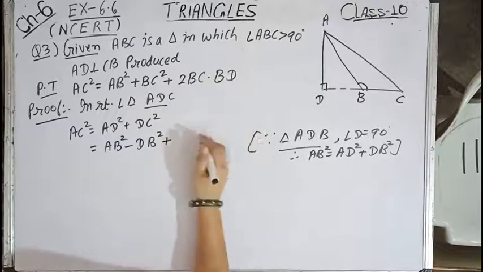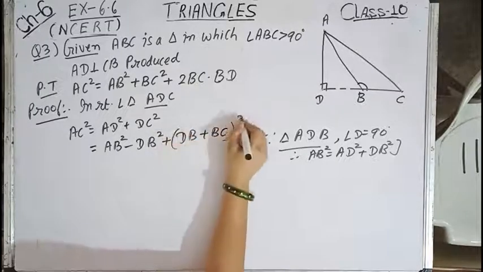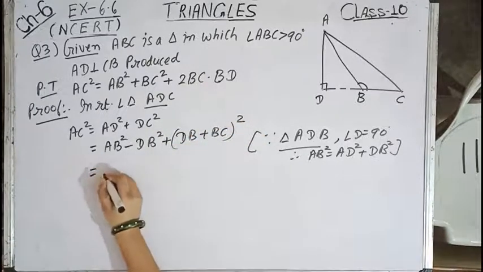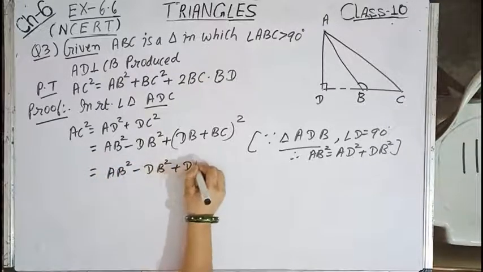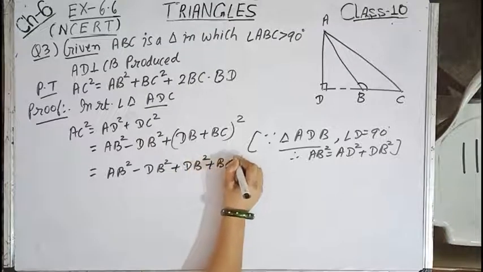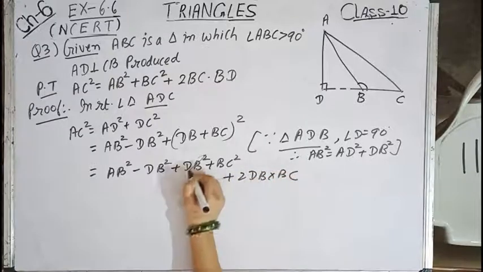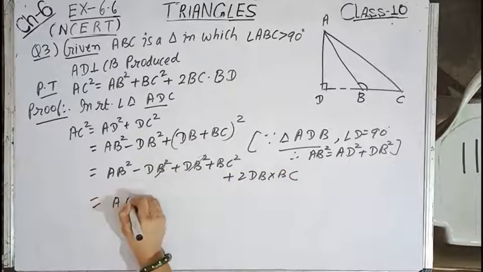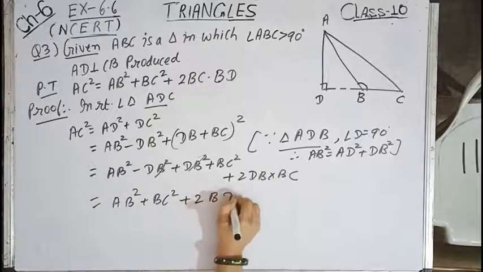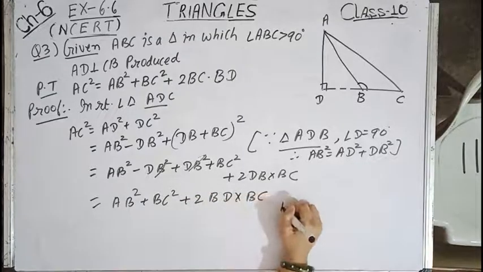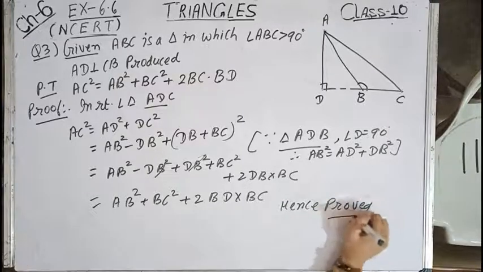Now plus DC square. DC I can write as DB plus BC whole square. So this will be equal to AB square minus DB square plus DB square plus BC square plus twice into DB into BC. So these two will cancel and we are here with the solution. I mean, we have got the RHS. So we will write hence proved. Isn't it very easy? Yes.